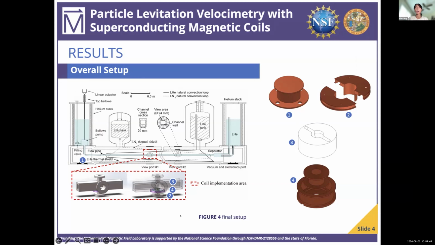This is the outer coils that go directly underneath the channel. And this is one of the sphere holders that will hold the spheres to be levitated. And this goes directly above this set of the small inner coils to help levitate everything.